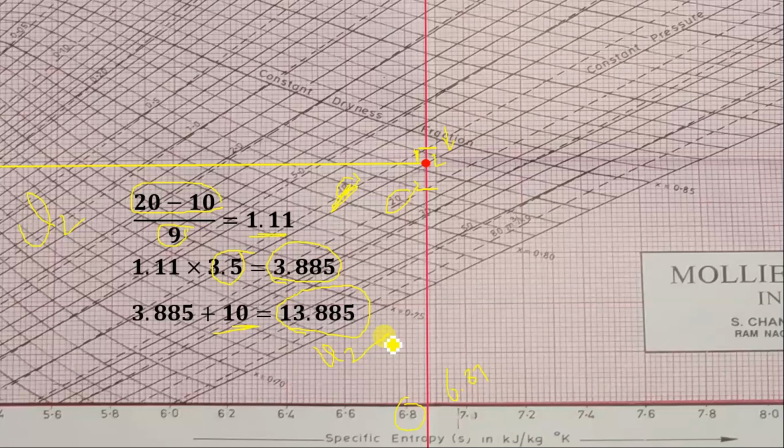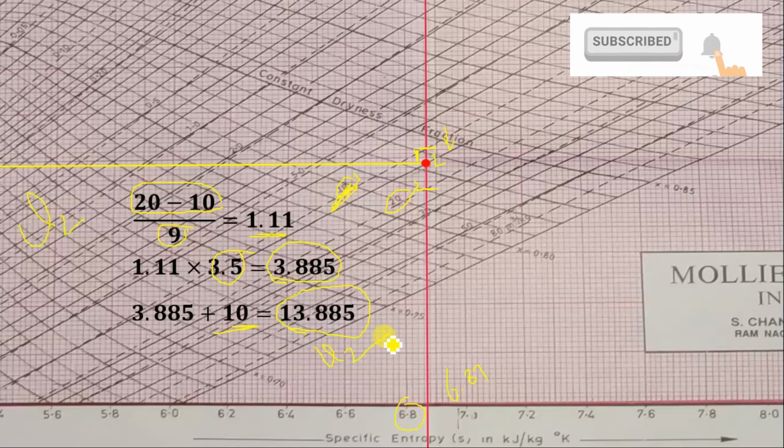Same formula: C2 is equal to 44.72 root of H1 minus H2. To find the area, m dot is equal to rho 2 A2 C2. C2 we found out, A2 we need to find out. M dot is given in the question. V2 we can take from the steam table.